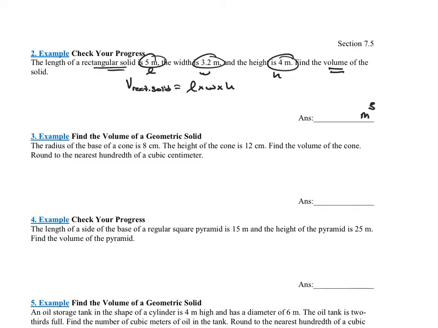Now I need to plug in the numbers. So my volume here would be the length, 5, times the width, 3.2, times the height, which is 4. Plug that into your calculator now, please. Let's see what you get. I'm getting a total of 64, and then again, that's our units cubed because it's volume, so that would be 64 cubic meters or meters cubed.